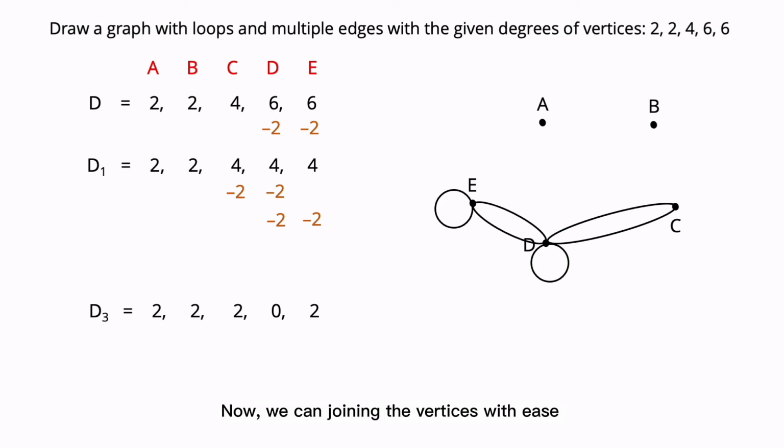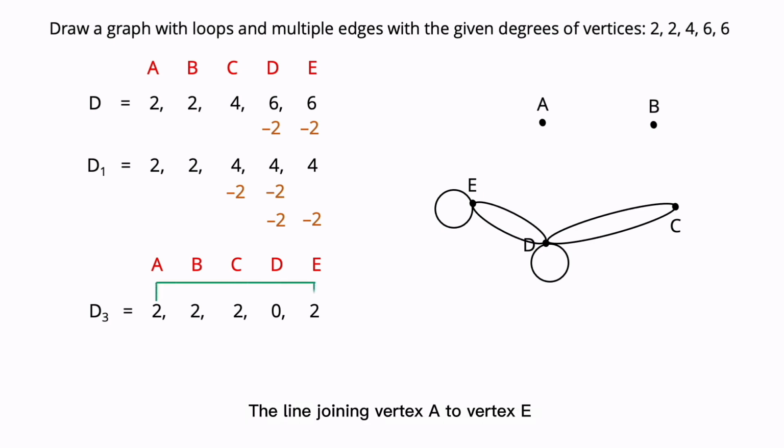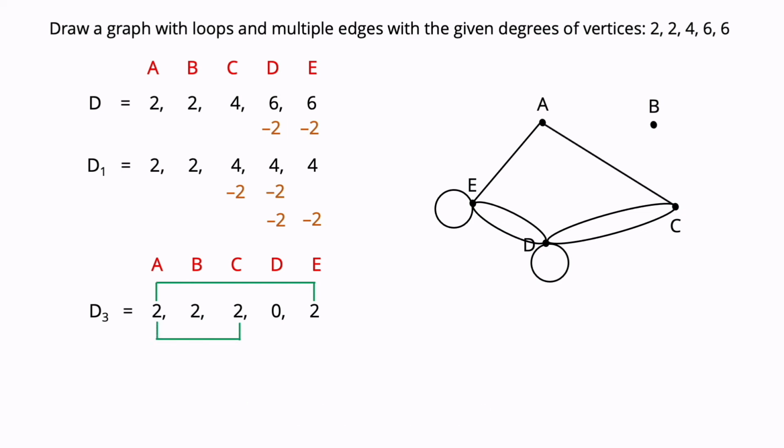Now, we can join the vertices with ease due to the lower degrees. Join the lines between vertices as long as it satisfies the condition of the degrees. The line joining vertex A to vertex E and vertex A to vertex C, the line joining vertex B to vertex C, and vertex B to vertex E.